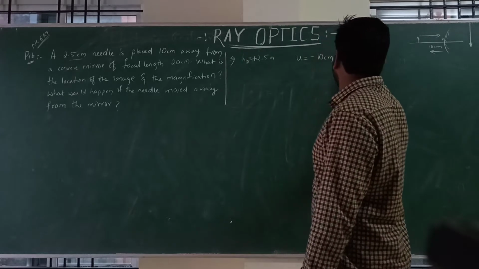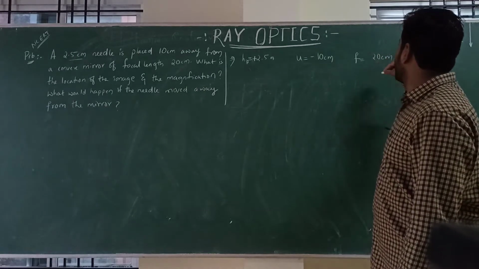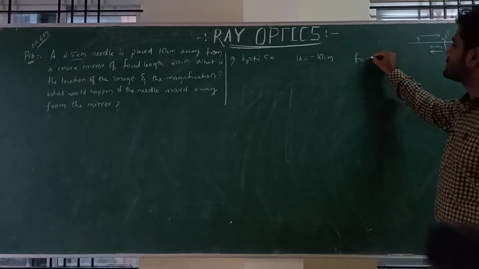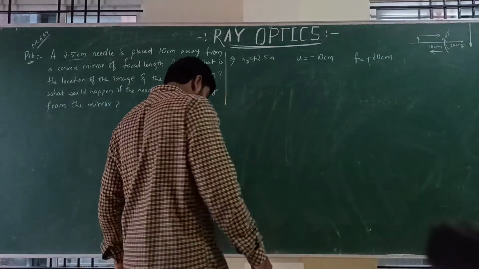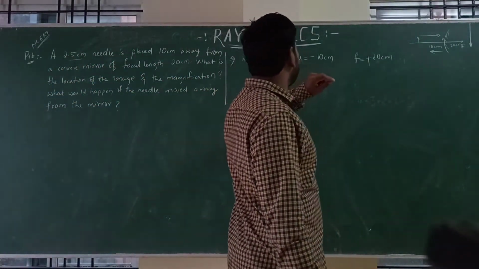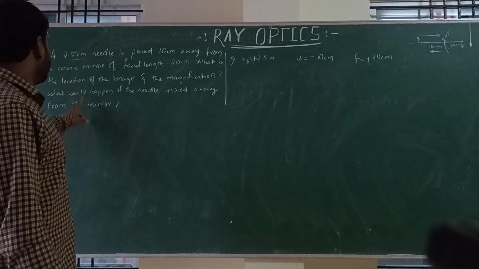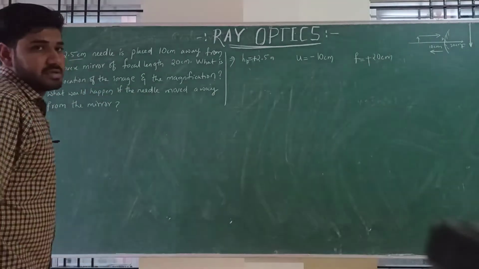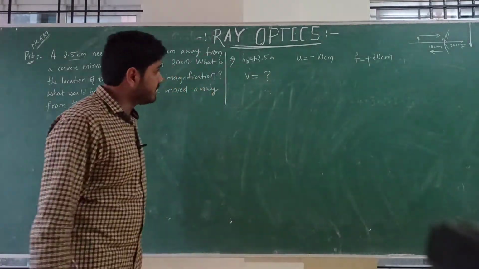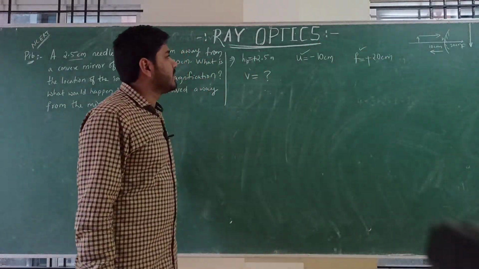And the focal length is given as 20 centimeter. For a convex mirror the focal length will be somewhere here, so it is 20 centimeter and it is also plus. I already said how to give the signs, you know well. So he has given the height of the object, the object distance, and the focal length of the convex mirror. Now what he is asking: find the location of the image and the magnification. We have to calculate the location of the image. So we know u and f. Now let's calculate v.